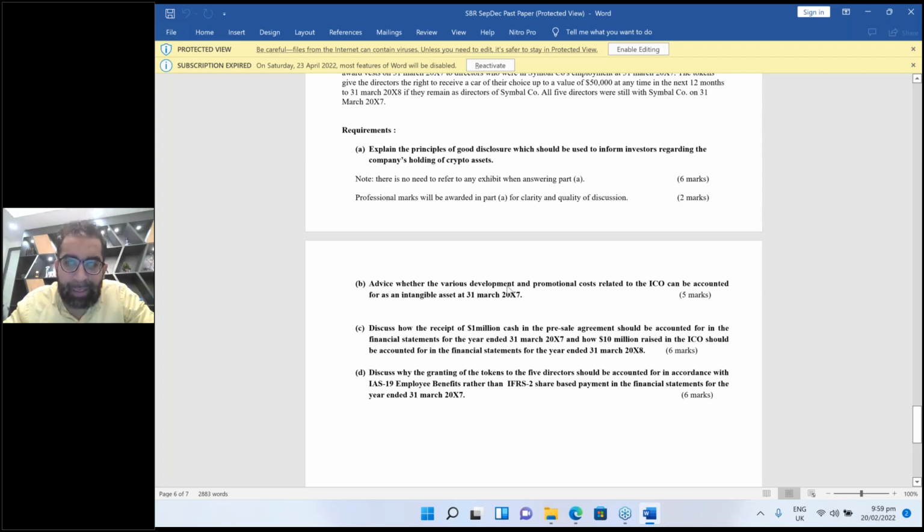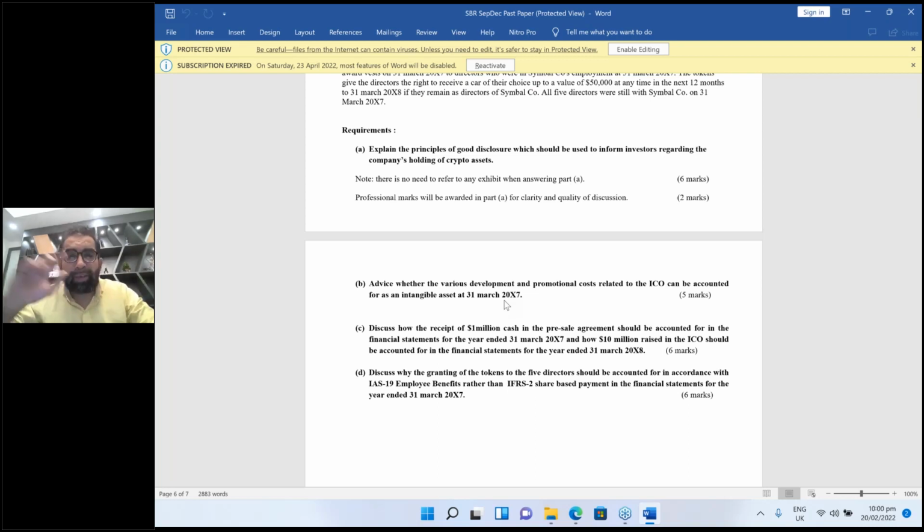Advise whether the various development and promotional costs related to the ICO can be accounted for as an intangible asset. Simply, you have to start this with the concept. First of all, you need to write the criteria that if you have probable chances of economic benefit and if the cost is reliably measured, then you can easily book the asset. But if there is no confirmation of probable chances of economic benefit, then you cannot capitalize the asset.